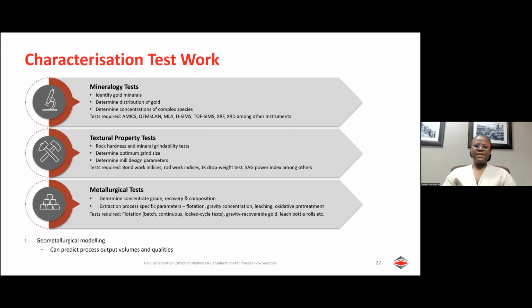Okay, so this slide just reiterates the full characterization test work, which needs to include your mineralogy tests, your ore textural tests, as well as metallurgical tests to get a full picture of the ore that is going to be treated within the plant. Also, to improve the performance of your operation, the data that you generate from your test work can be incorporated into a geometallurgical model. So this geometallurgical model rather, will consider the nature and characteristics of the ore, among other factors. And this is done to then predict your product volumes and qualities.